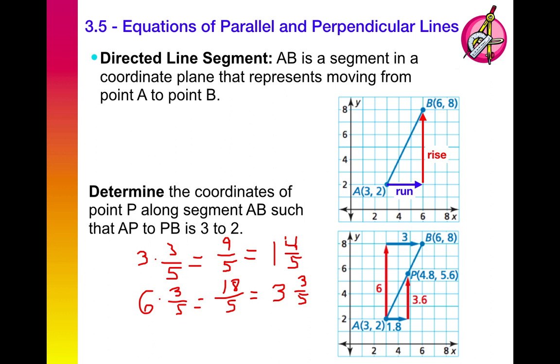So I'm going to end up going a run of 1.8 more in the x direction and a rise of 3.6 in the y direction. And that'll get me this new point P.